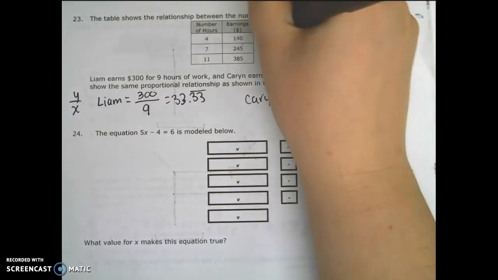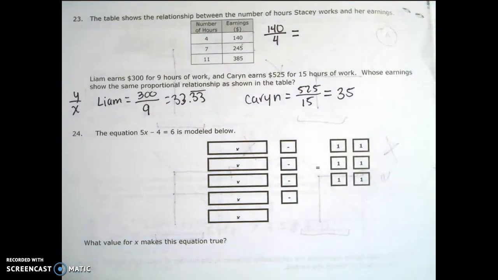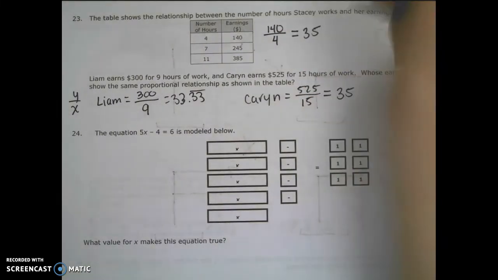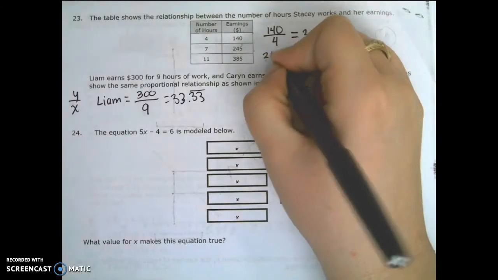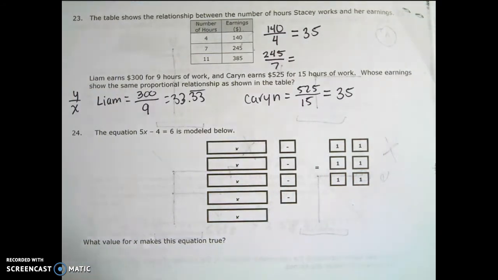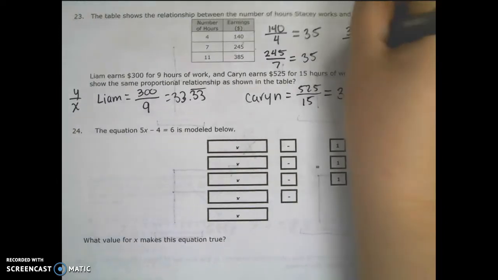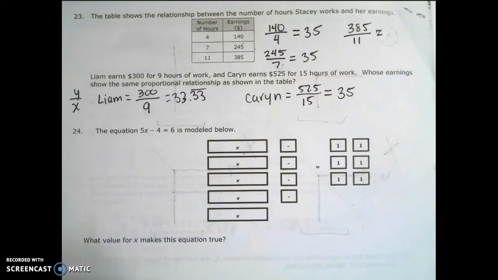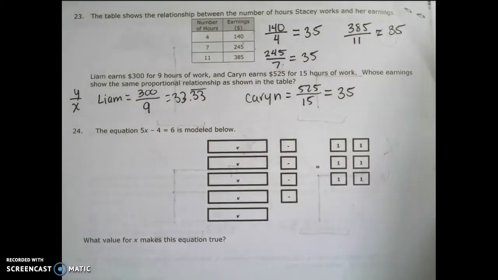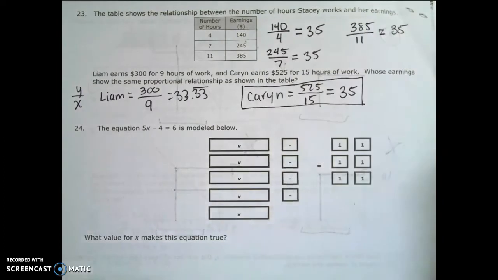So I need to take the money of 140 and divide it by 4 to see what answer we get. This is equal to 35. And I'm going to double check for all of them. So I'm also going to do 245 divided by 7. Gives me 35 as well. And then 385 divided by 11 is 35. Therefore, Karen matches the same proportional relationship as Stacy.